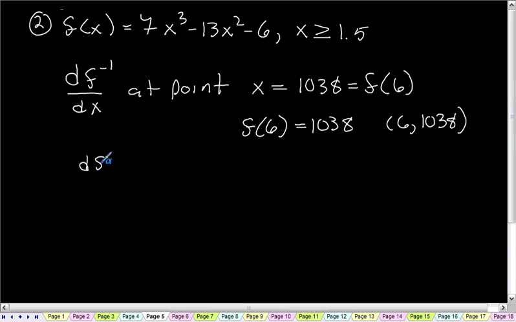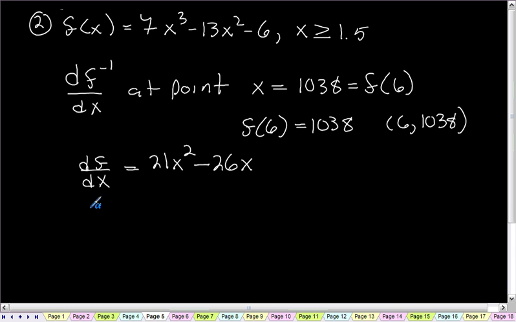So let's first find the derivative of the function. The derivative of f with respect to x is equal to, if we look at this part here, we bring the 3 down times the 7. That's a 21. We take 1 away from the 3. We're left with a 2 there. Minus 2 times 13 is 26. Take 1 away from there, we're just left with x. A constant goes to 0.